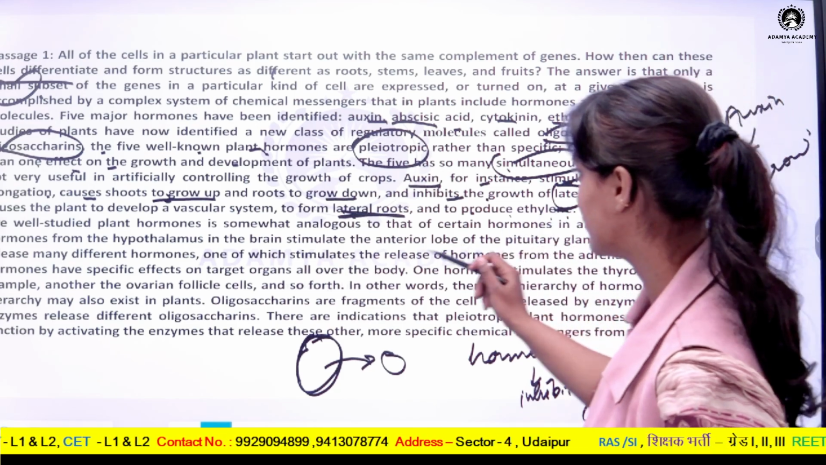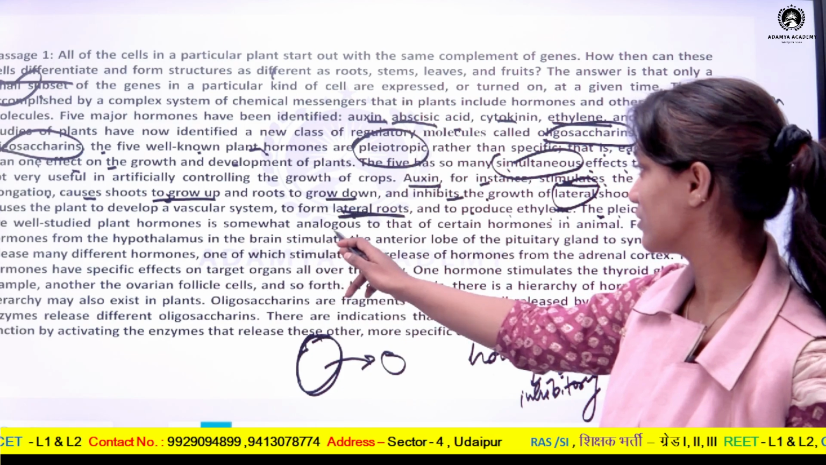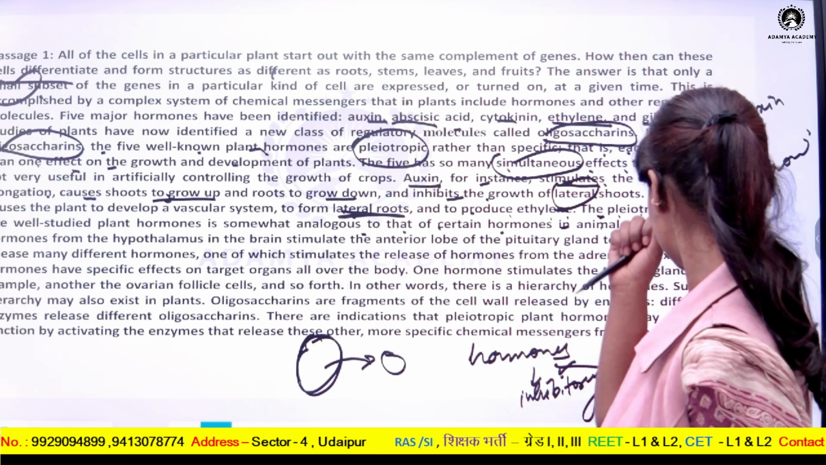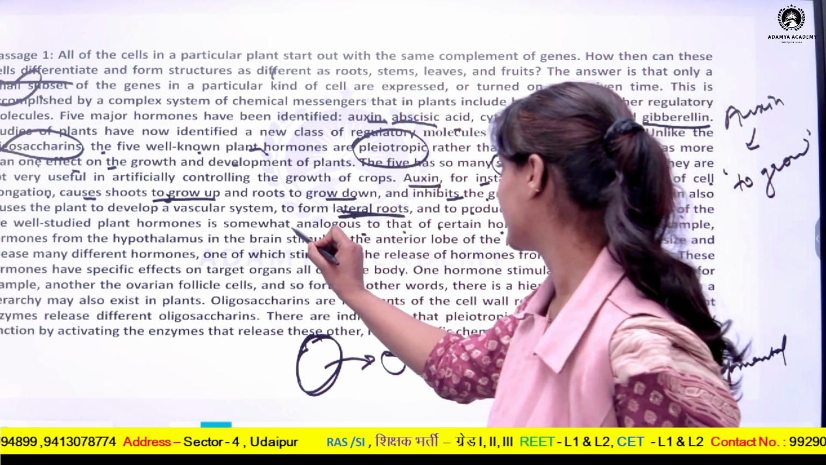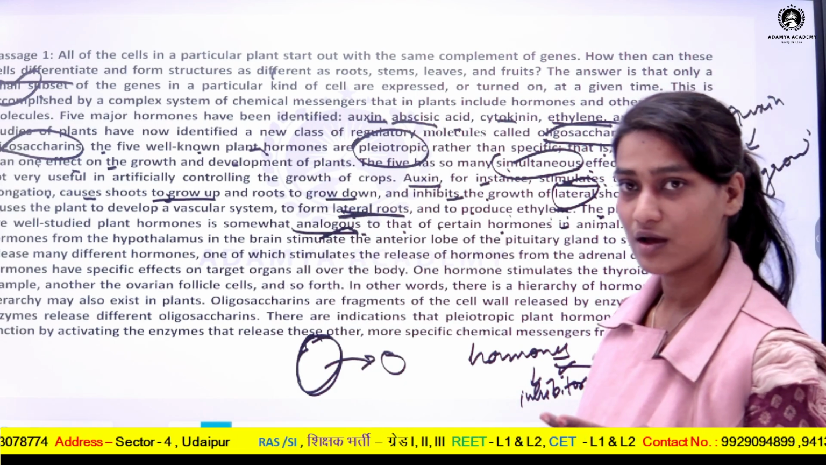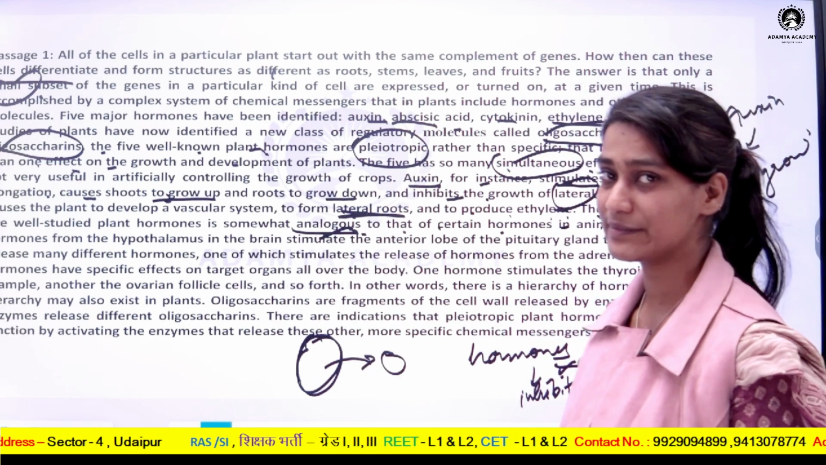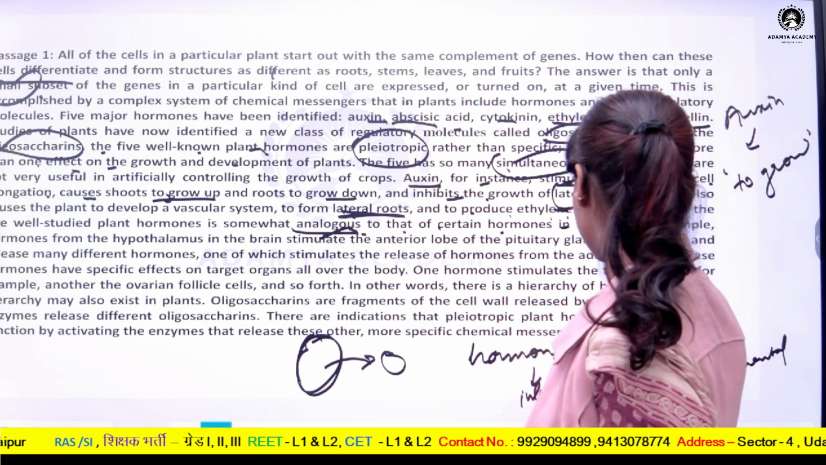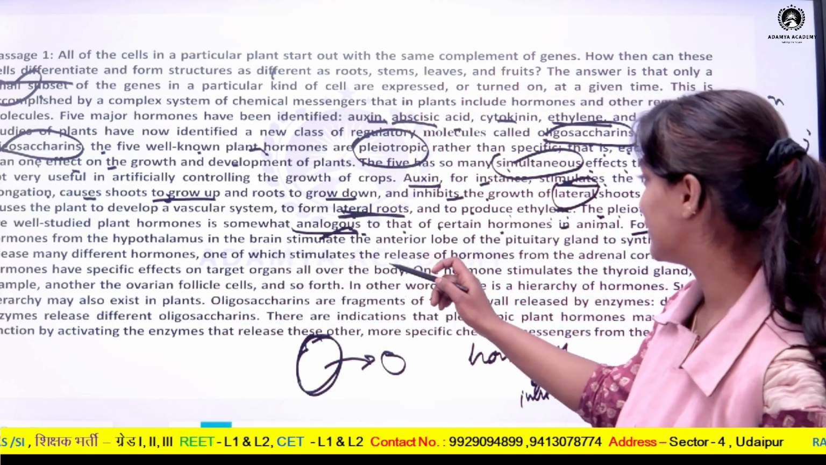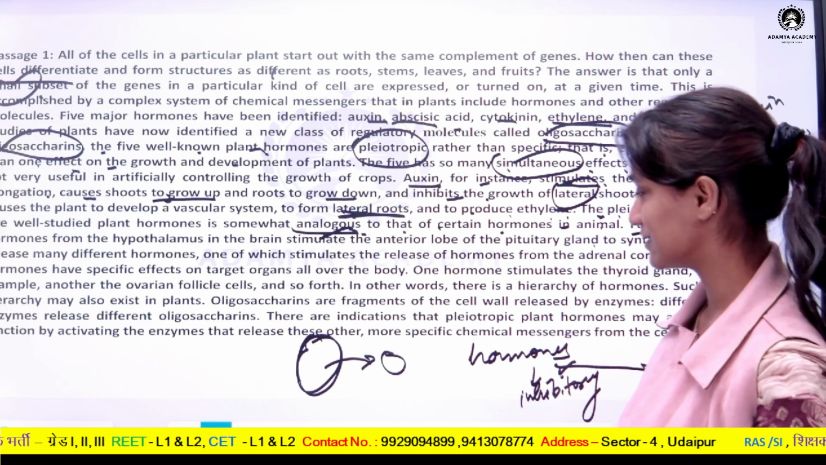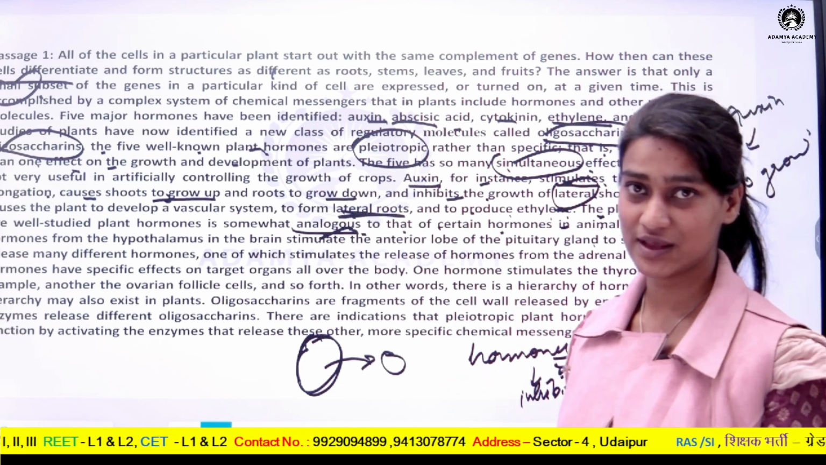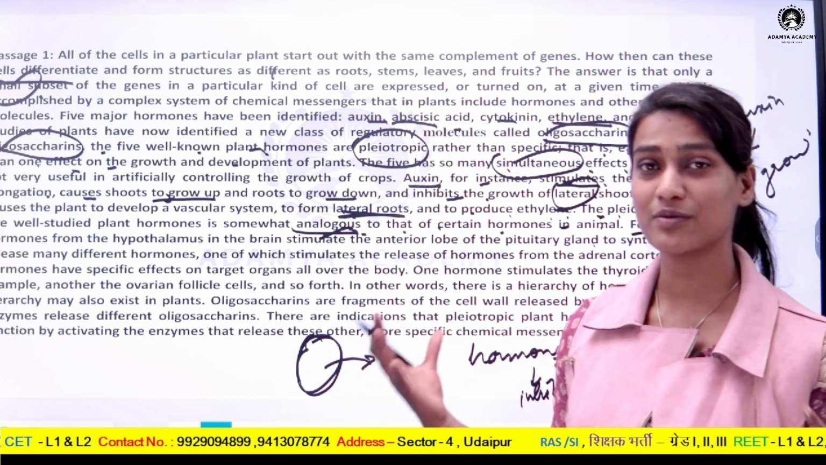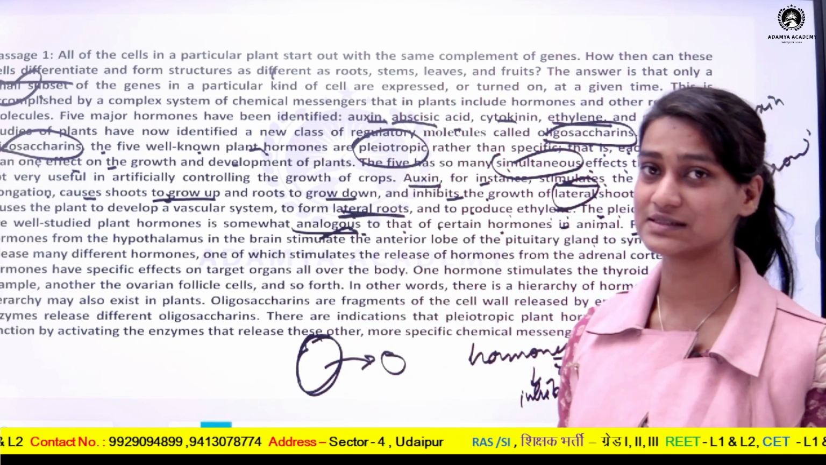The pleiotropy of the 5 well-studied plant hormones is somewhat analogous to that of certain hormones in animals. So analogous means similar. How the plant hormones function is somewhat similar, not totally, to how the hormones function in the human body as well. For example, hormones from the hypothalamus in the brain stimulate the anterior lobe of the pituitary gland. You might have heard about the pituitary gland and hypothalamus. The pituitary gland is the master gland of our body which controls all the hormones or secretions of the other glands present in our body.